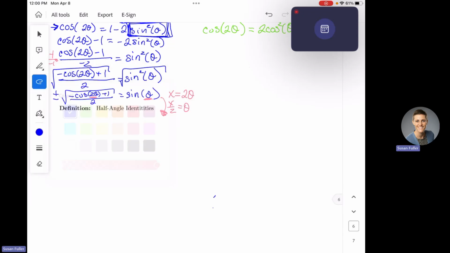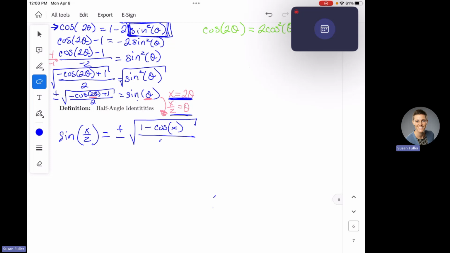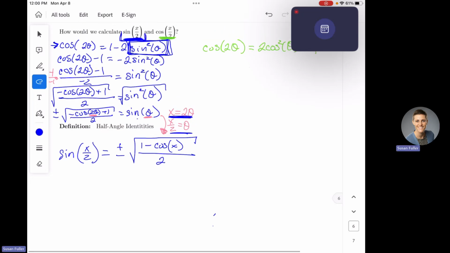So what happens now is that we get, I'm going to write this side first, that the sine of theta, and again, theta is x over 2, is equal to plus or minus the square root of negative cosine of 2 theta plus 1. I'm going to rewrite that and put the 1 first. So it's 1 plus a negative cosine of 2 theta, and 2 theta is just x, all over 2. This is our half angle identity for sine. So we just got that by solving the double angle identity here for sine squared.